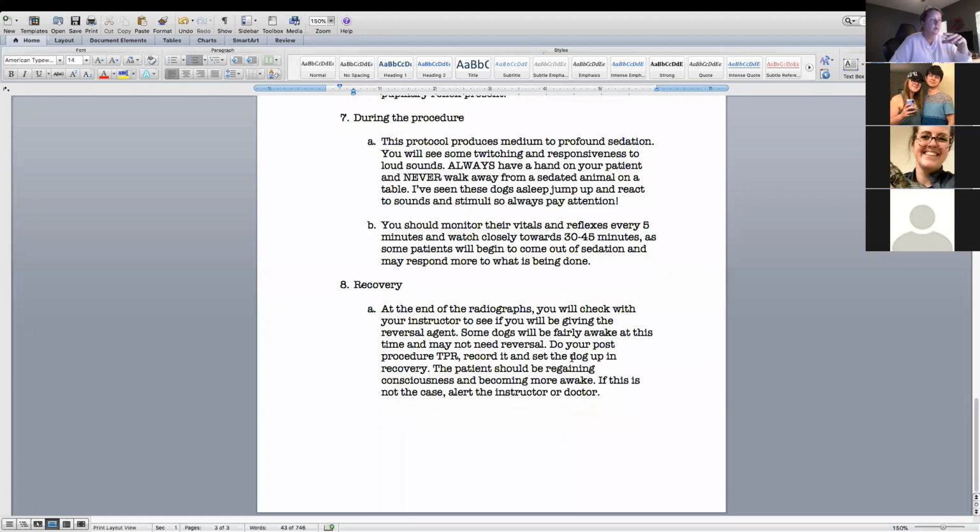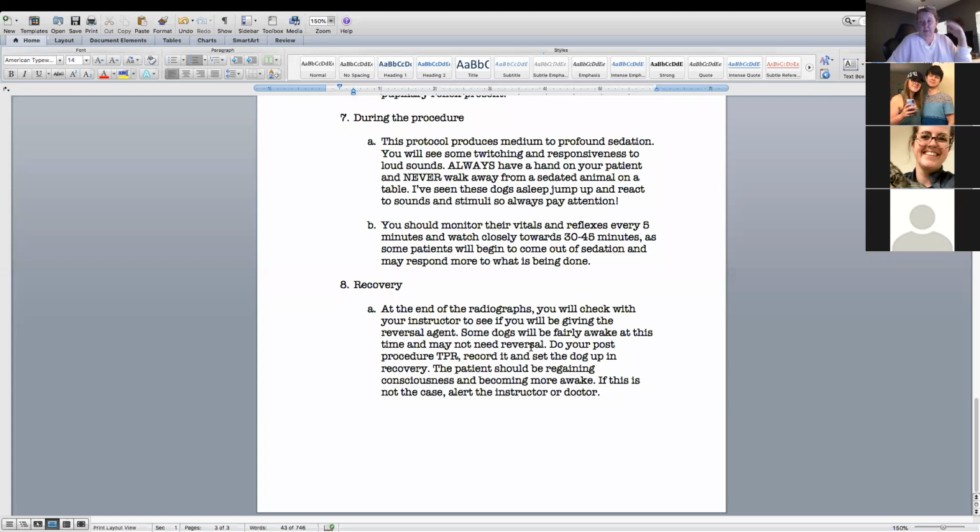Now on recovery, at the end of radiographs, you're going to decide, do you want to give the reversal agent? Some of these animals, like I'm trying to remember even if they reversed AJ. I'm thinking he was pretty awake. Sometimes you guys will give half the reversal. You won't use the full amount. Sometimes you'll only give them half. And sometimes if the dog is moving, they'll just say, we're not going to give the reversal agent because they're awake. So what you're going to want to do is you put them in the recovery cage.